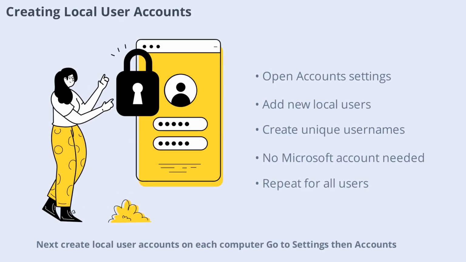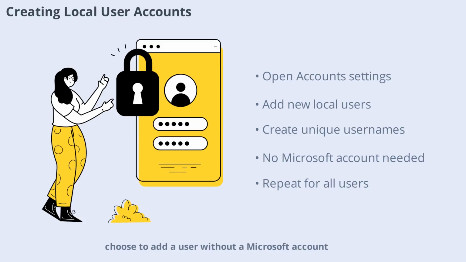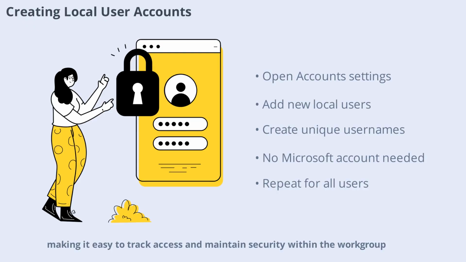Next, create local user accounts on each computer. Go to Settings, then Accounts, and select Family and Other Users. Click Add Someone Else to this PC, choose to add a user without a Microsoft account, and create usernames for each user, such as User 1 through User 6. This step ensures that each person has their own login credentials, making it easy to track access and maintain security within the workgroup.